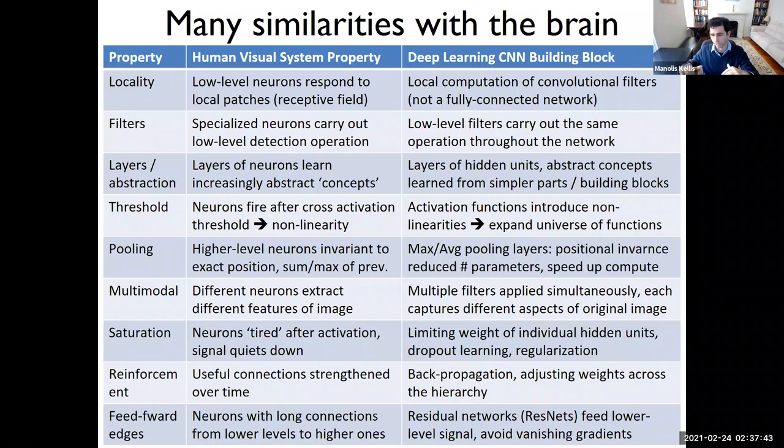So again, this is a feature that's also found inside the human brain. We also have in the human brain reinforcement. Basically, there are useful connections that are strengthened over time. So if you're trying to throw the basketball in and you're doing it the first time, the second time, or the third time, or if you're trying to ride a bicycle and you're leaning to the left, you're leaning to the right, your brain is actually learning how to do a new motor task, and it strengthens the connections that are helpful for that task and limits the other connections.